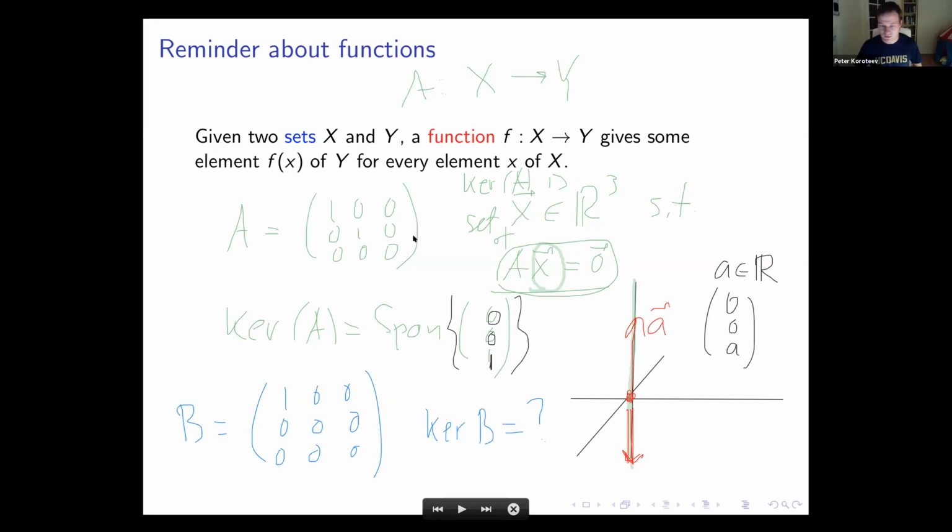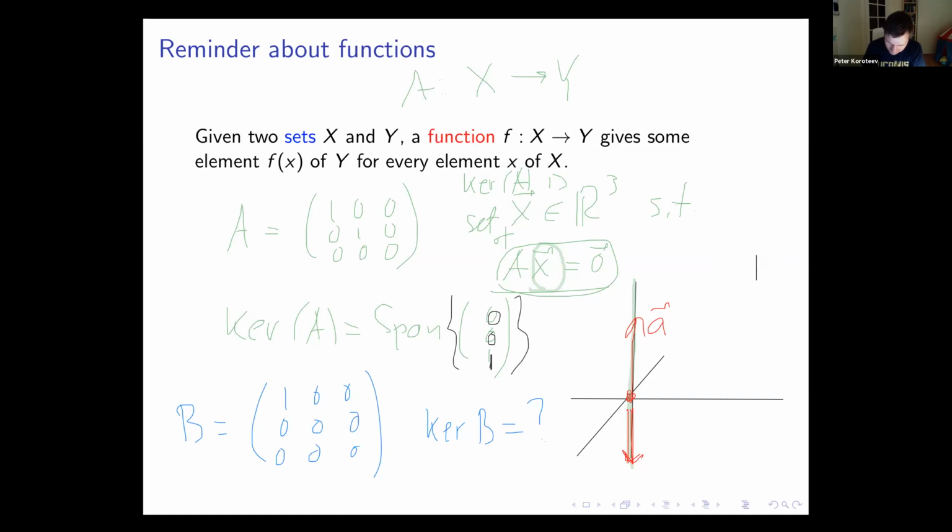So the kernel of B means the vectors that B sends to 0. There are many solutions, but it's a subspace. For A, the subspace was, well, we haven't defined dimension yet, but it's this one line. And for B, it will be the plane, right? Every vector in a certain plane will be projected to 0. Which plane is that?